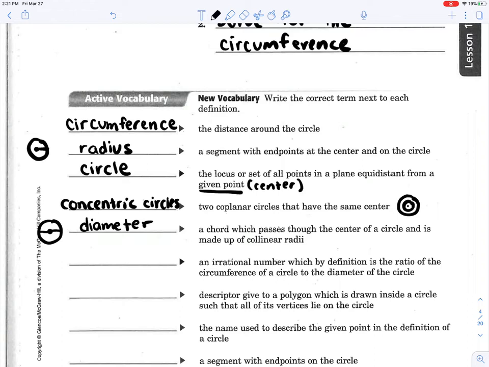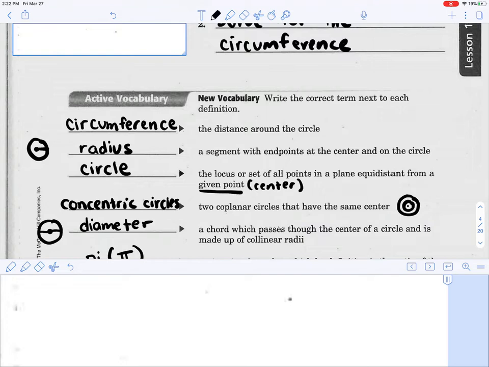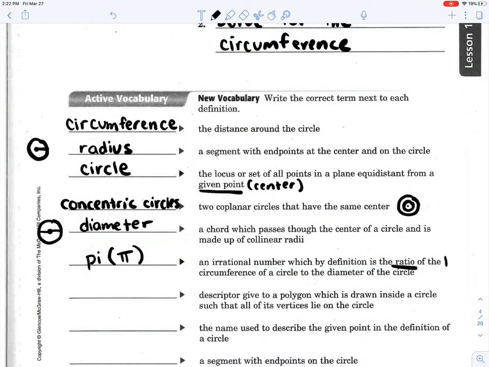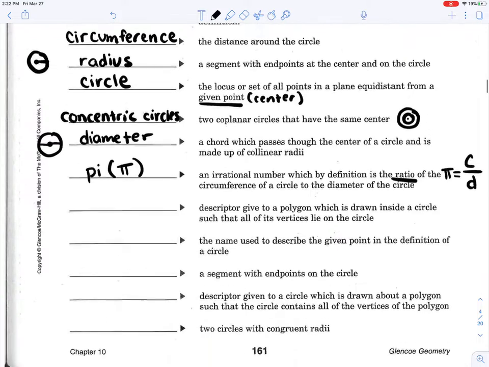An irrational number, which by definition is the ratio of the circumference of a circle to the diameter of a circle, is pi. So when we say ratio, that means we can write it as a fraction. So pi is literally the fraction of the circumference over the diameter. So if you take the circumference of a circle and you divide it by its diameter, you will get pi every time.